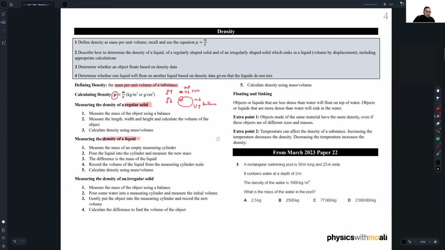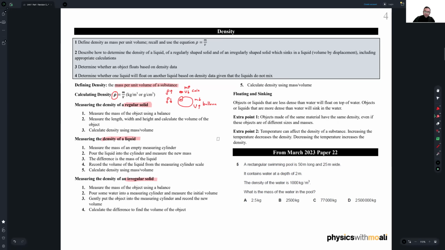How do I get the density of an irregular solid? Since it's a solid, you can just put it on a balance, and that's the mass. But to get the volume, you need to use displacement. Get a cylinder with some liquid, that's V1. Put the object inside, the volume increases, that's V2. And that gives us the volume. And then we can calculate density using mass over volume. So all of these are easy.